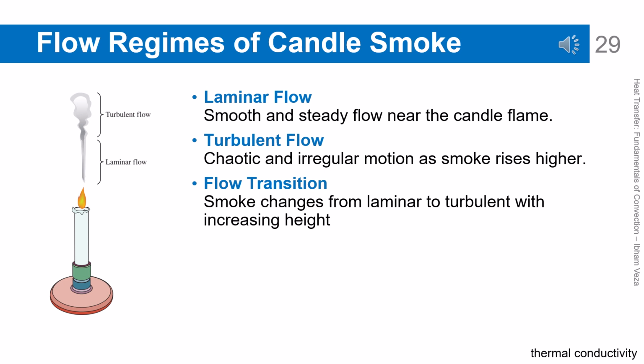Candle smoke shows a visual example of the transition from laminar to turbulent flow. Near the flame, the flow is still smooth and orderly. Higher up, the flow becomes unstable and eventually turbulent. This change occurs because small disturbances are amplified by flow instabilities. This simple example helps in understanding the concept of flow transition in practice.